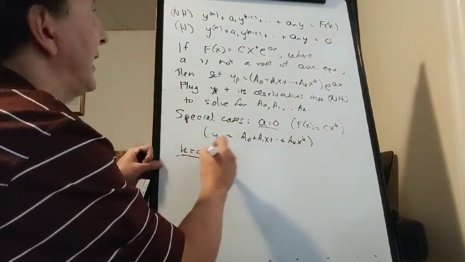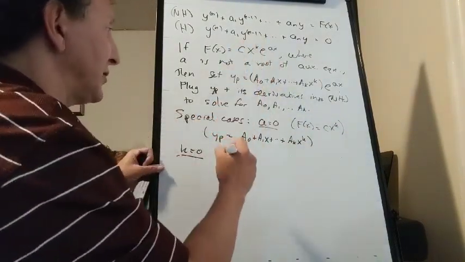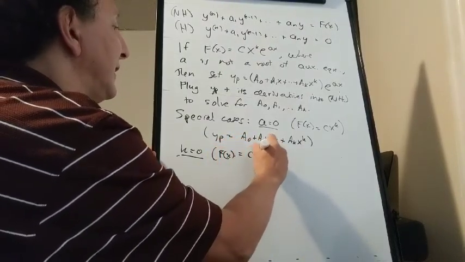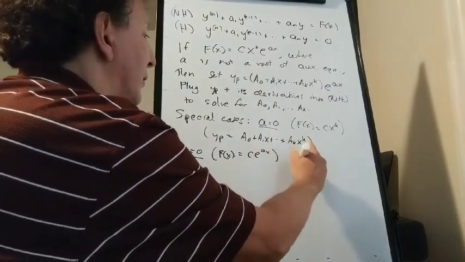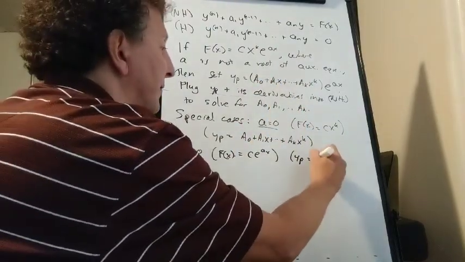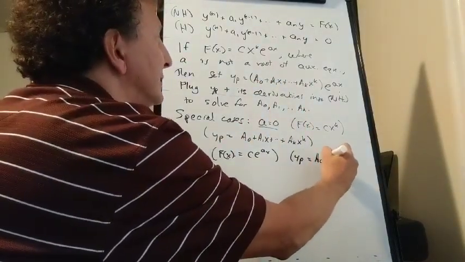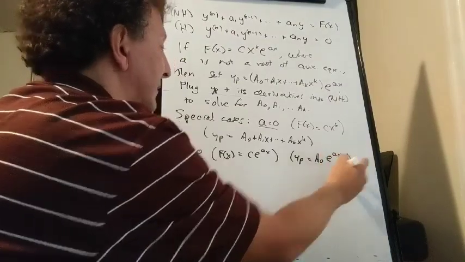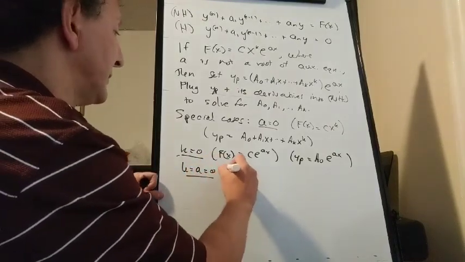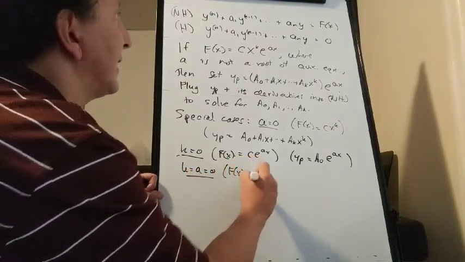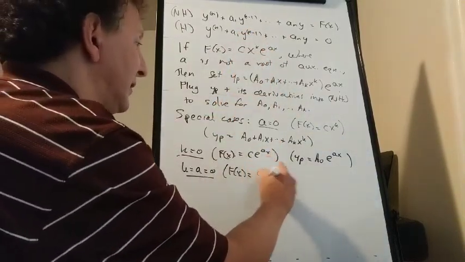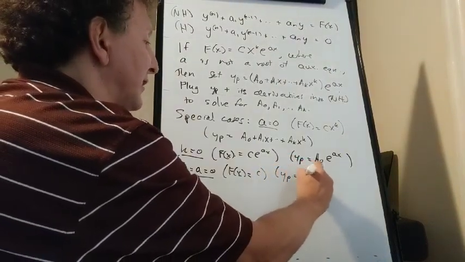On the other hand, if we have k equals 0, that means there's no x here and we just have an exponential. So f of x equals just c e to the ax. And then yp, if k is 0, we don't need any of this except the constant term. So we have a0 e to the ax. And if k and a are both 0, that means there's no exponential and no polynomial, we just have c, and then we'll let yp be just the constant a0.